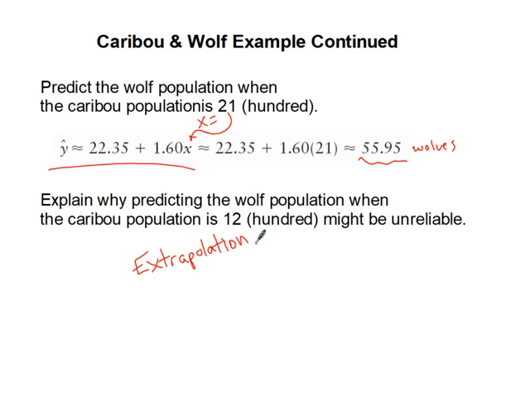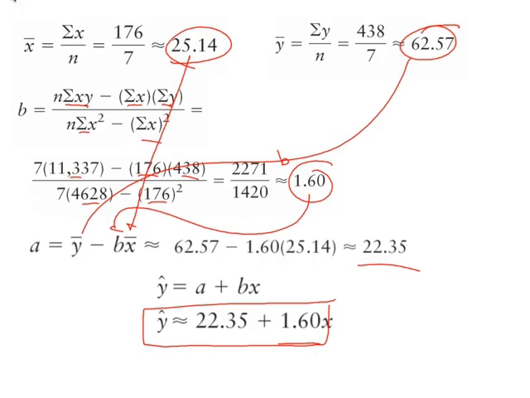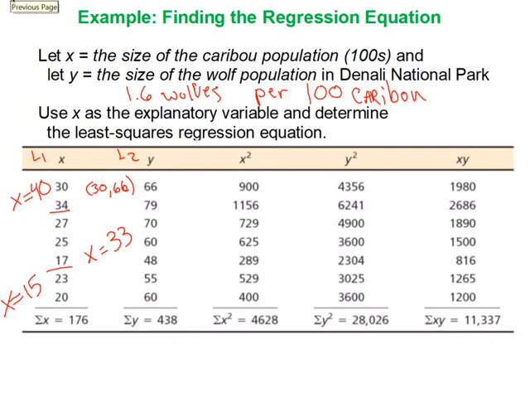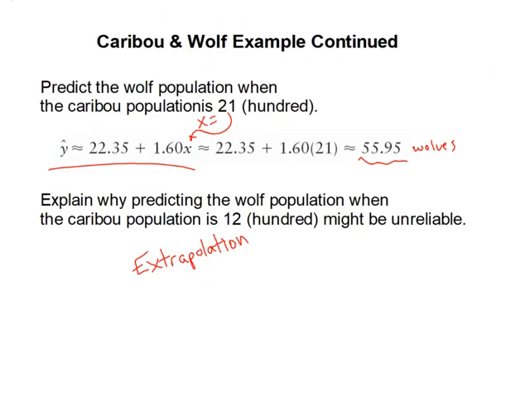I believe, because, well, here, I better double check. No, it's not. I take that back. I think my largest number for my wolves was 34. So our 21 is within that. Oops. So that's actually interpolation.